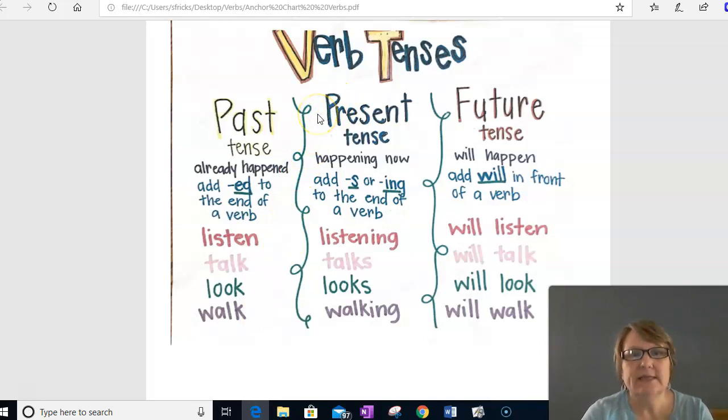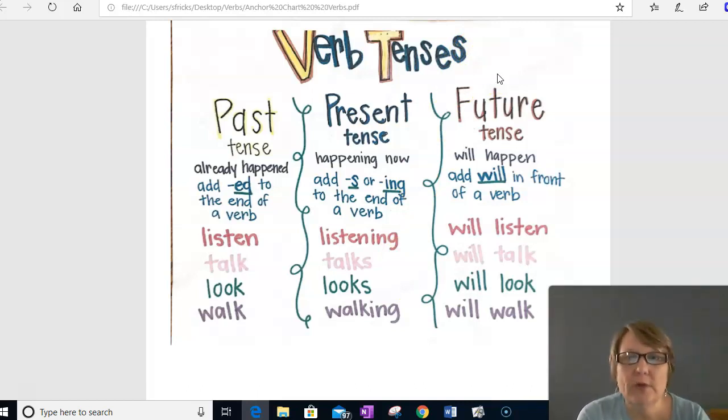Present tense is happening now. You usually show a verb in present tense by adding the letter S or the ending with the letters ing to the end of the verb. Listening, talks, looks, walking. The next and final column we have is future tense.